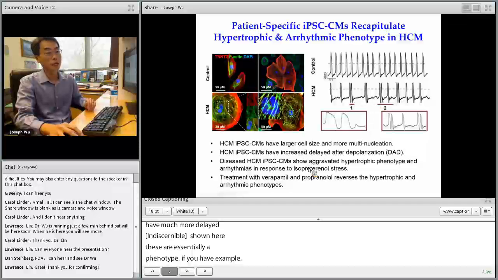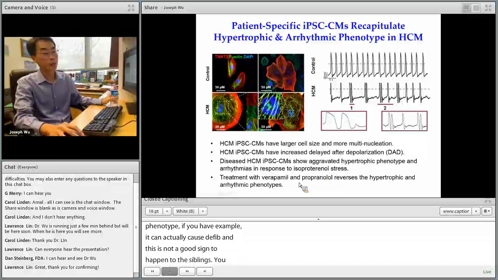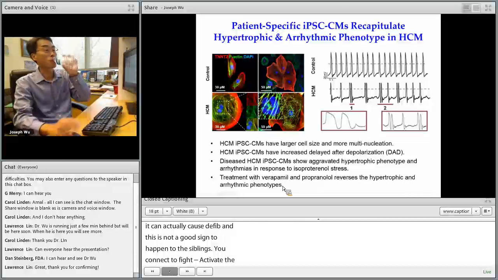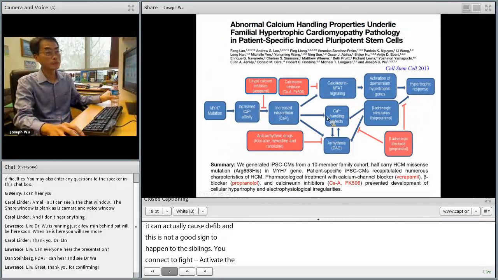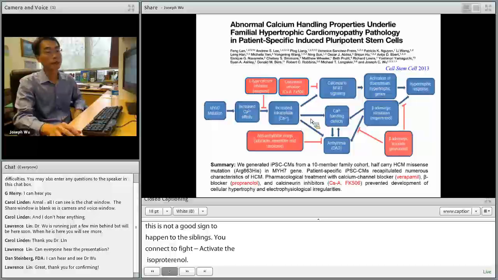You can aggravate the hypertrophy as well as the arrhythmia by giving these cells isoproterenol. You can block it by giving these cells verapamil and propranolol. Verapamil is a calcium channel blocker, and propranolol is a beta blocker, to reverse the hypertrophic and arrhythmia phenotype. So we spent about 2 years studying this family.